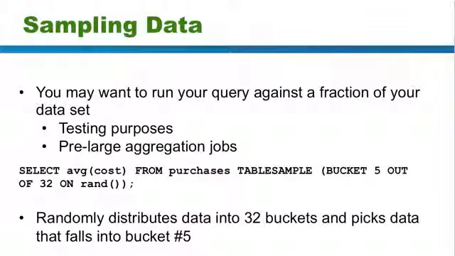Buckets are extremely important for sampling data, as I talked about before. If you have an extremely large data set, you're going to want to bucket and test. So for this one, we're going to randomize 5 buckets out of 32, which means it will randomly distribute your data set into these 32 buckets and then pick the data that falls into bucket number 5.